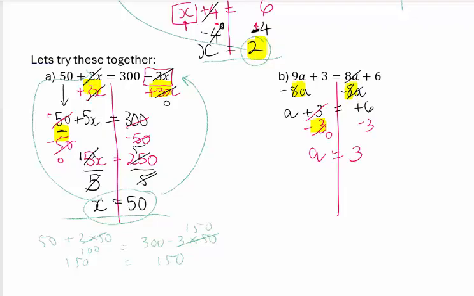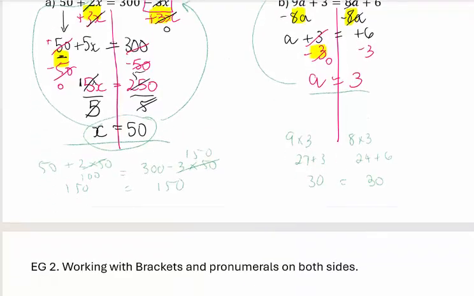Now I'm going to sub it back in just to make sure. You don't have to show calculations for this, remember, it's just a quick check. 9 times 3 is 27, plus 3 equals 30. Well, we've got 8 times 3 is 24, plus 6 equals 30. Oh, look at that, 30 equals 30. Yes, that works, so it's right. Can check the answers if we have them.